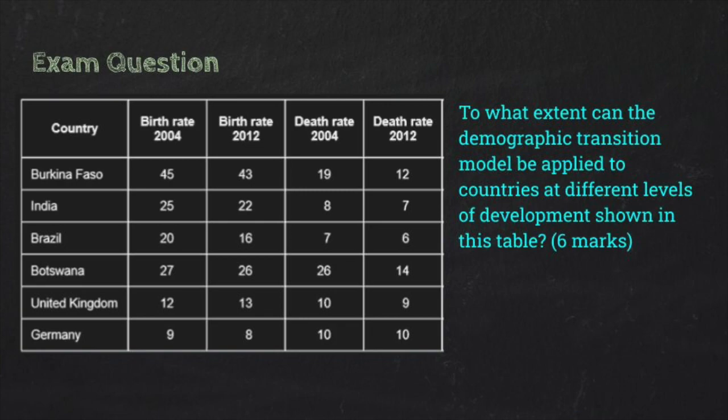The key terminology in the question is the command word "to what extent," which means we have to make a decision in this question. We have to decide how much we agree that the demographic transition model can be applied to those different countries at different levels of development. And obviously we need to show an understanding to the examiner of the words demographic transition model and development.